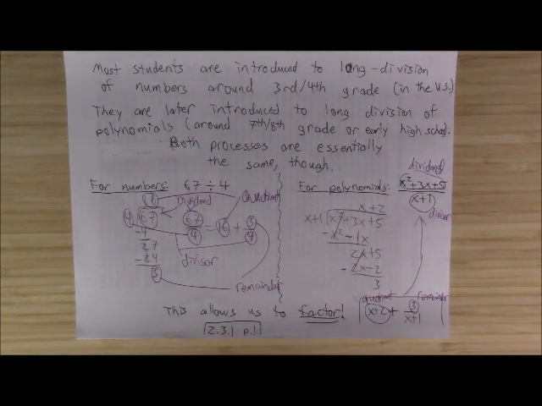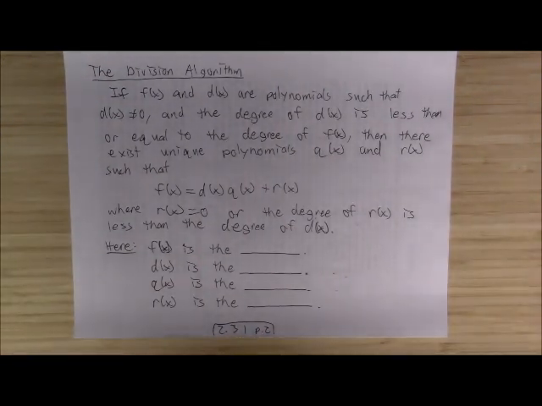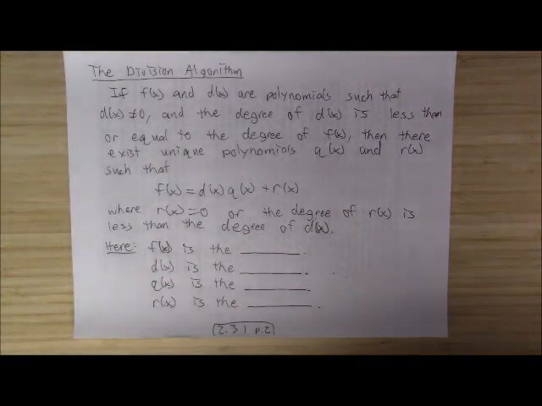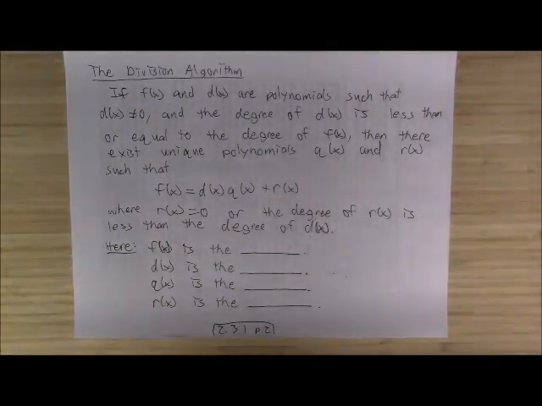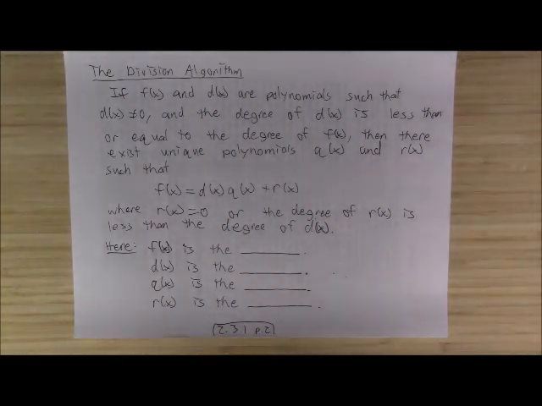But the most important thing in all of this is that this actually allows us to factor. So first, let's put that on hold and look at the division algorithm, which kind of says this in general. Namely, if f of x and d of x are polynomials such that d of x does not equal 0 and the degree of d of x is less than or equal to the degree of f of x, then there exist unique polynomials q of x and r of x such that f of x equals d of x times q of x plus r of x, where r of x equals 0, or the degree of r of x is less than the degree of d of x.